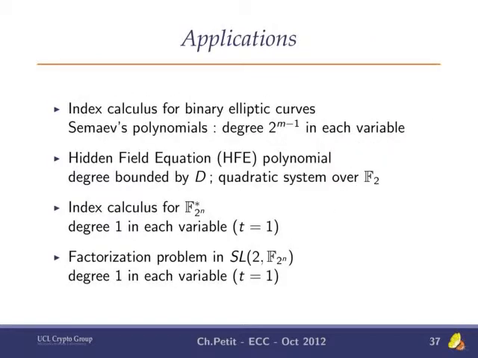Okay, so applications of this problem. You might have already guessed that I will apply this to a CMS polynomial, where the degree is 2^(n-1) in every variable. But you can also apply this to a hidden field equation polynomial, where the degree was bounded by some d. Well, the system was a bit special, but we'll see that it doesn't matter so much actually.